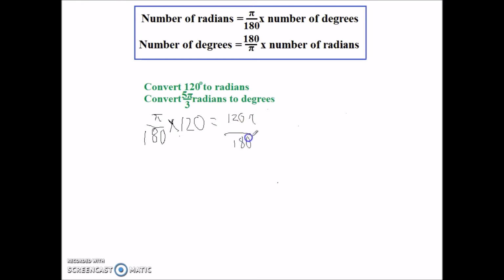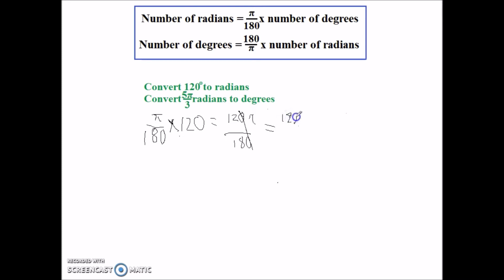over 180. And then now all we really need to do is just simplify the fraction. Sorry, that looks like a 6. So the first thing we are going to do is there's a 0 on the top and the bottom of a fraction, so we can cancel that out. That will leave 12 pi over 18.